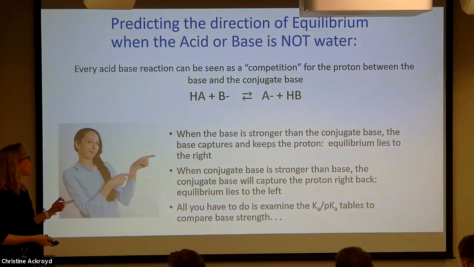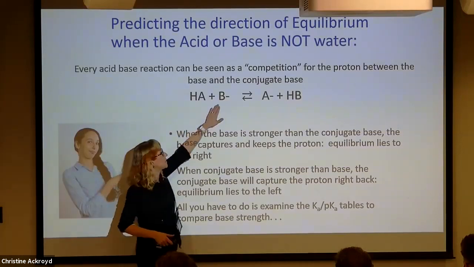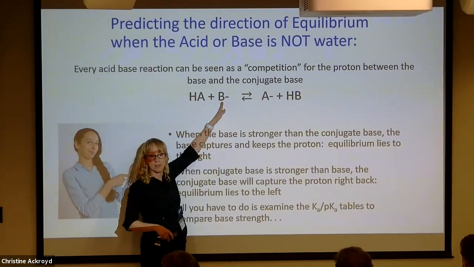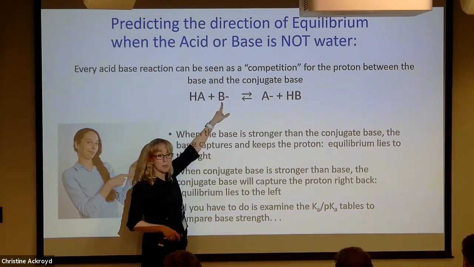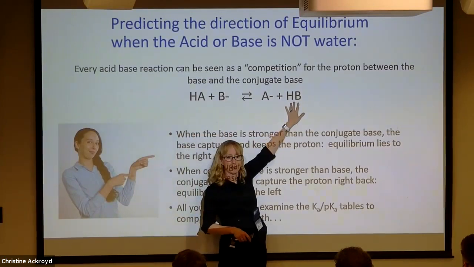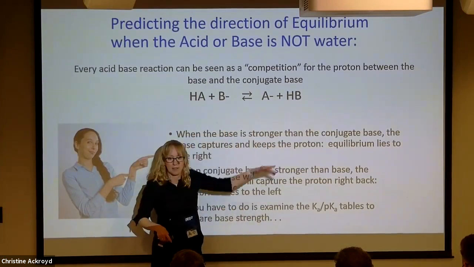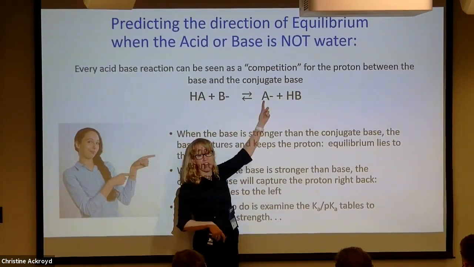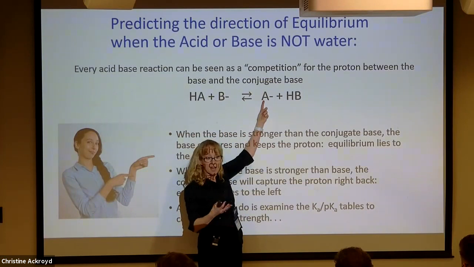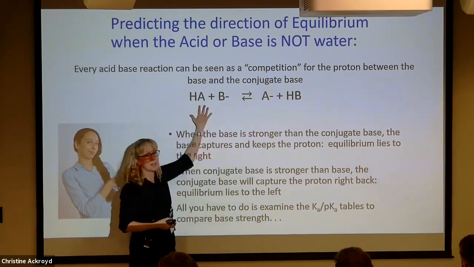Okay. So when the base is stronger than the conjugate base, which way will the equilibrium lie? The stronger base then grabs the proton and keeps it, so the base wants to exist in protonated form, so equilibrium lies on the side of product. If, however, the conjugate base is stronger, what's that going to do? The conjugate base is going to win the tug of war for the proton, and you'll end up with more starting material.